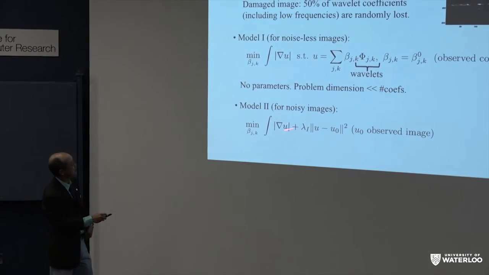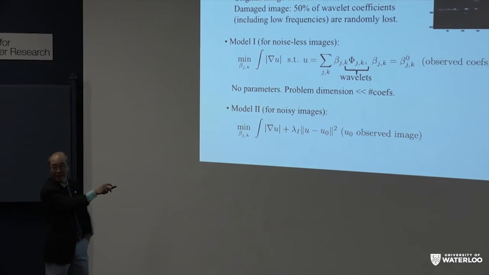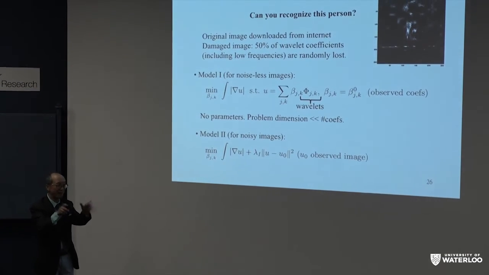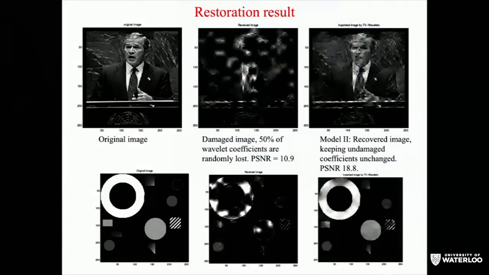Now, the other thing you can do is put in the least square term. But this one has no parameter. There's no parameter to tweak in the image, unlike many models where you have many parameters. This one, no parameter. Okay, if you go to the next slide.